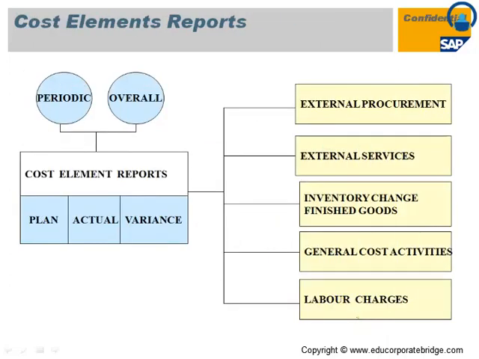This is a cost element based report where you can get the plan versus actual and the variances for particular costs, which are external procurement and external services. External procurement is nothing but material procurement. External services is nothing but your subcontracting or vendor work. Then inventory change and finished goods, general cost activity, and the labor charges.